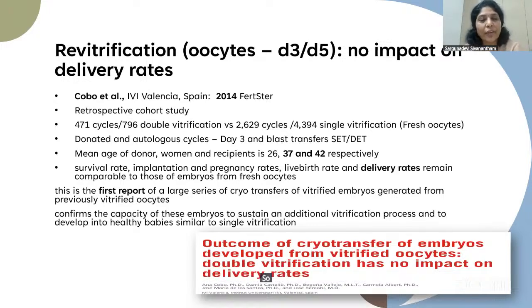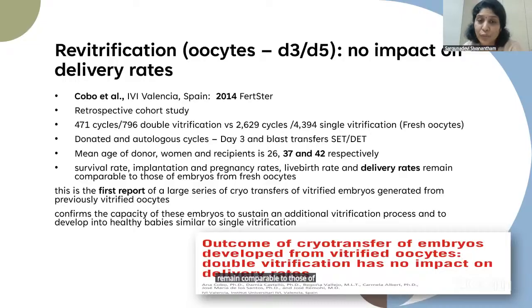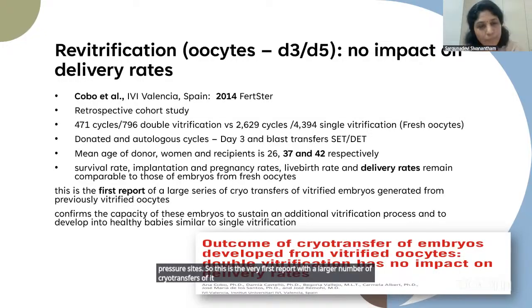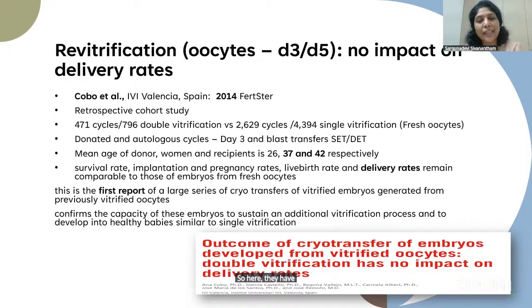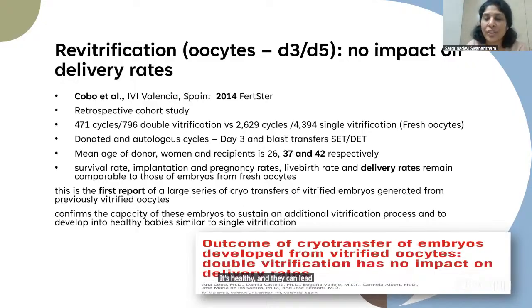So the finding of their analysis was the survival rates, implantation and pregnancy rates, live birth rates, as well as the delivery rates remain comparable to those of embryos from fresh oocytes, meaning the embryos derived from the fresh oocytes. So this is the very first report with a larger number of cryotransfers of vitrified embryos generated from previously vitrified oocytes. So here they are suggesting that the capacity of the embryos to sustain any additional vitrification process is healthy, and they can lead up to an implantation and live birth.